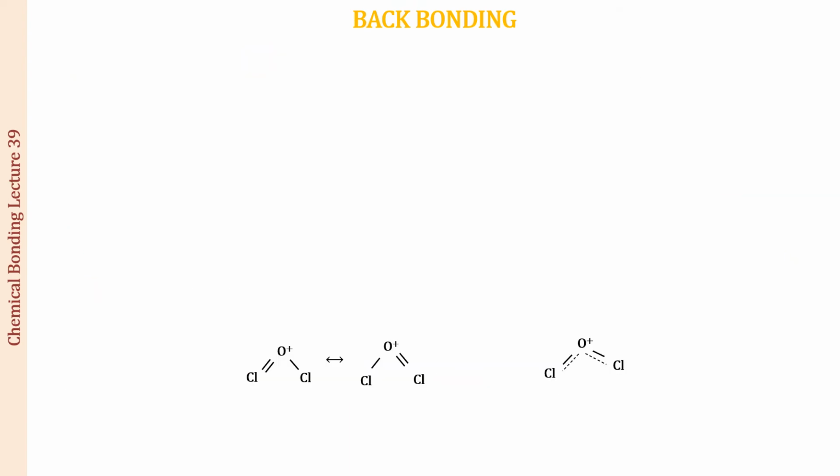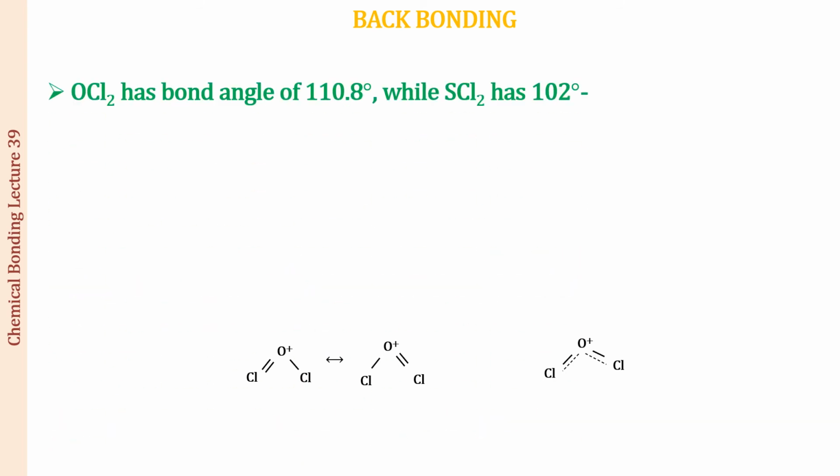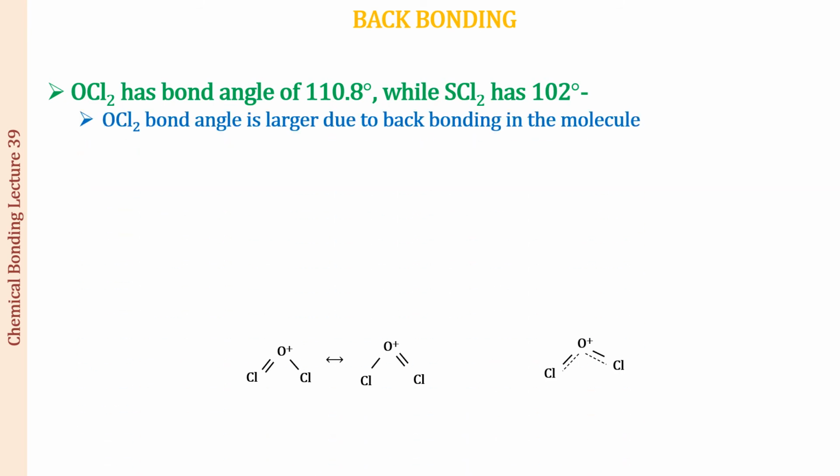Let us look at one more application of the OCl2 back bonding. We have the OCl2 bond angle to be 110.8 degrees, whereas SCl2 has a bond angle of 102 degrees, and you have to explain why. So in OCl2, the bond angle is larger because of the back bonding in the molecule. So you all know now why.